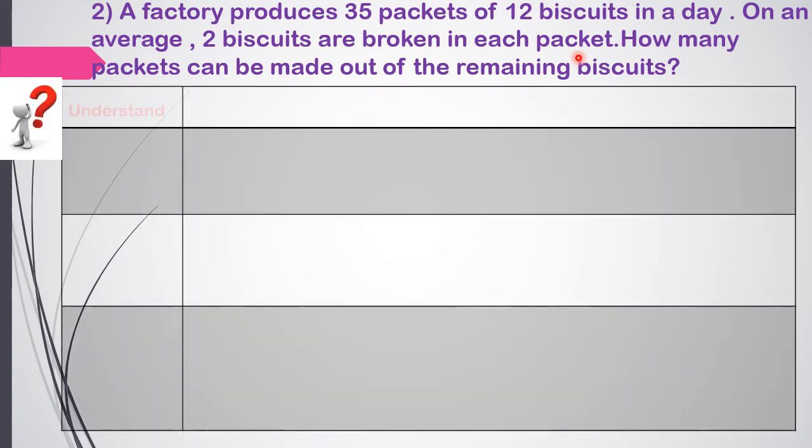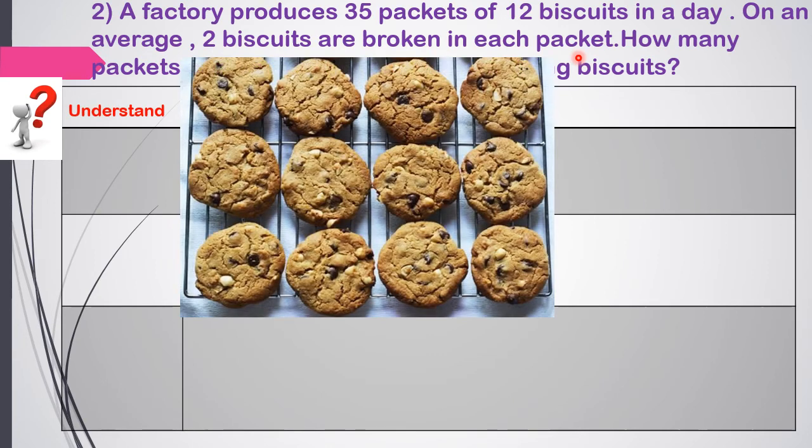So first you have to understand what is given. So for that, 12 biscuits in a packet, isn't it? So here 12 biscuits are there. In the 12 biscuits, 2 biscuits are broken. In each packet 2 biscuits are broken. So now for a single packet we can find it here. Totally 12 biscuits are there.